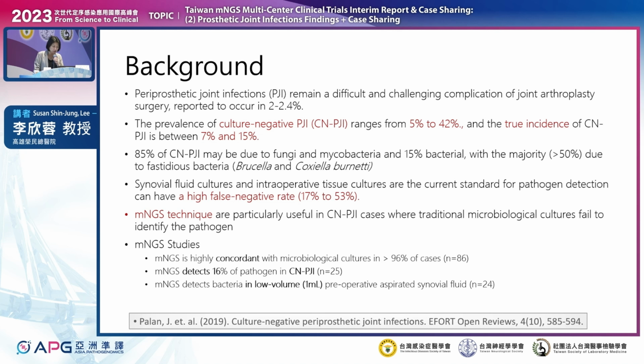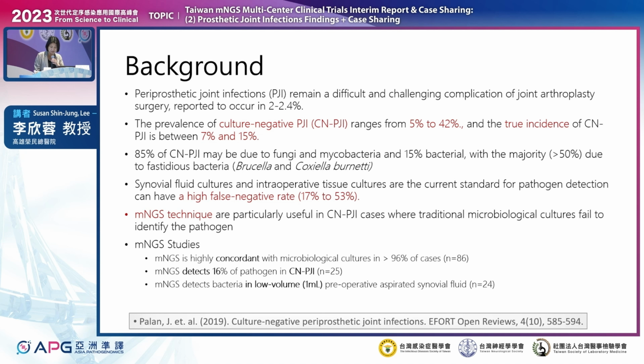Therefore, the metagenomic NGS technique is particularly useful in culture-negative cases, where traditional microbiological cultures may fail to identify the pathogen. Previous mNGS studies have shown that the results are highly concordant with microbiological cultures in greater than 96% of cases, though these studies have been very limited in sample size. In addition, for culture-negative prosthetic joint infections, NGS may additionally detect 16% of pathogens.